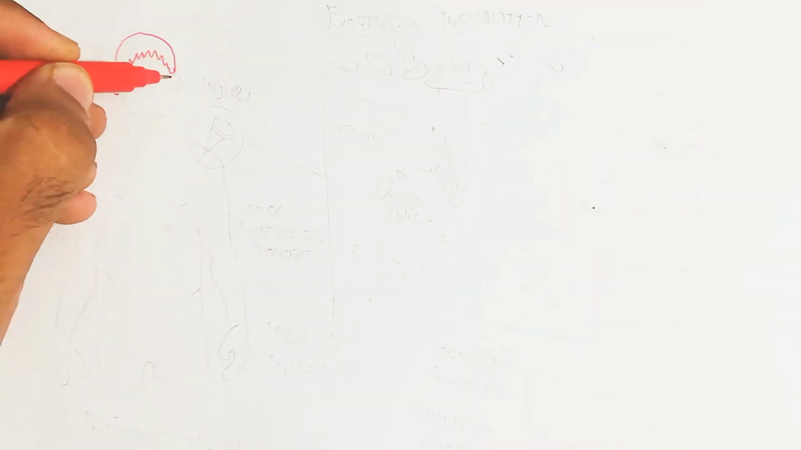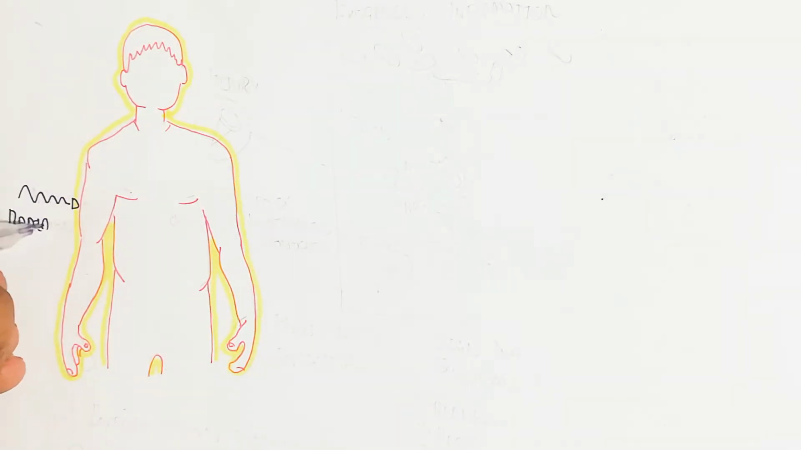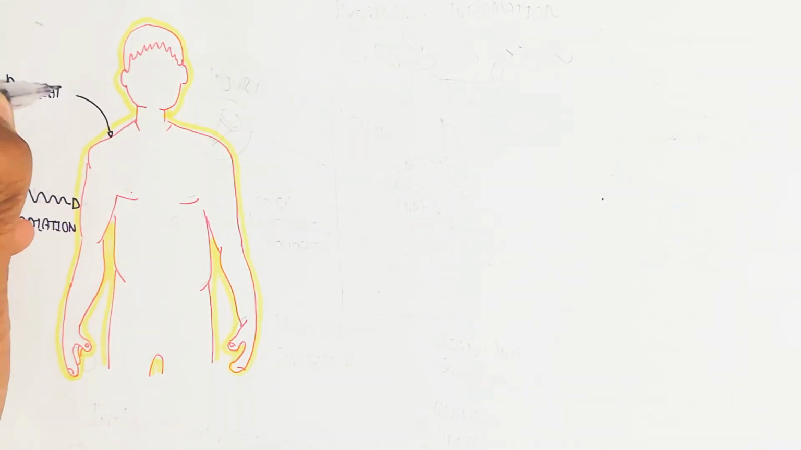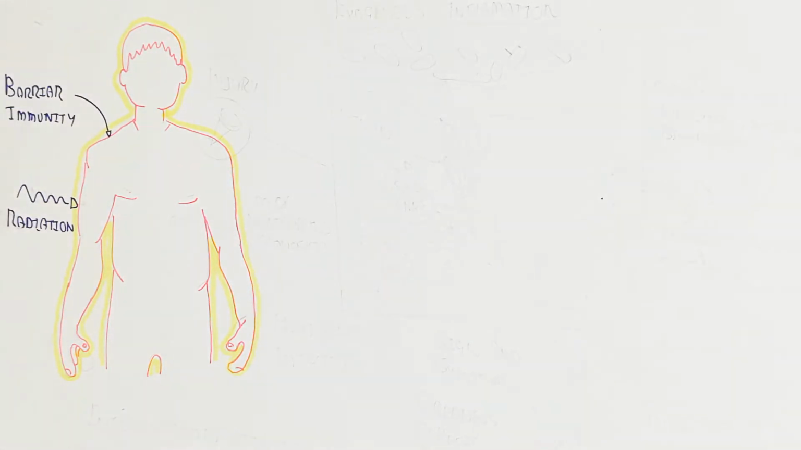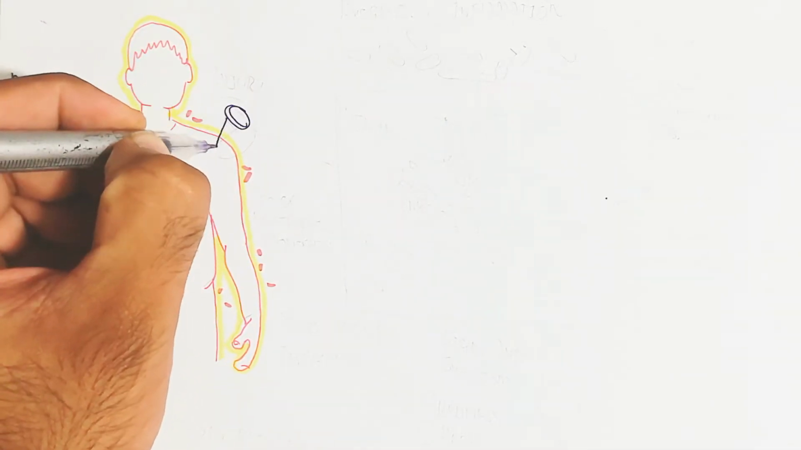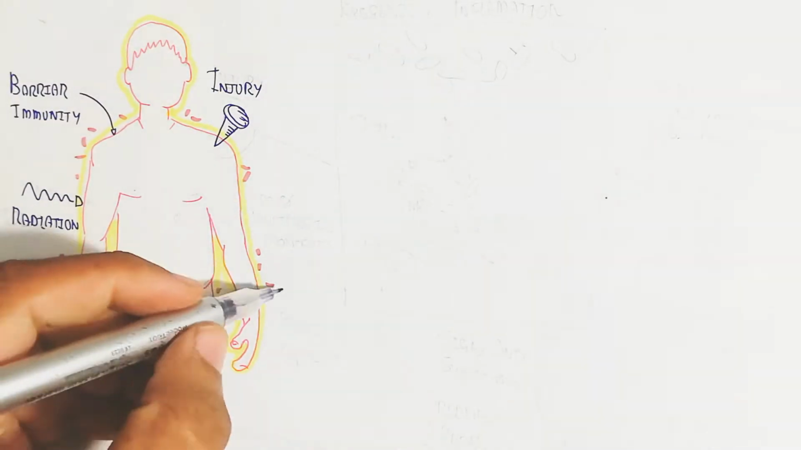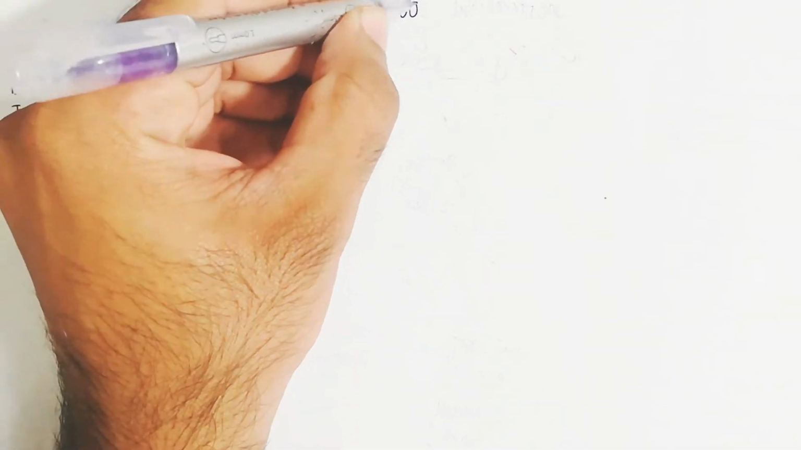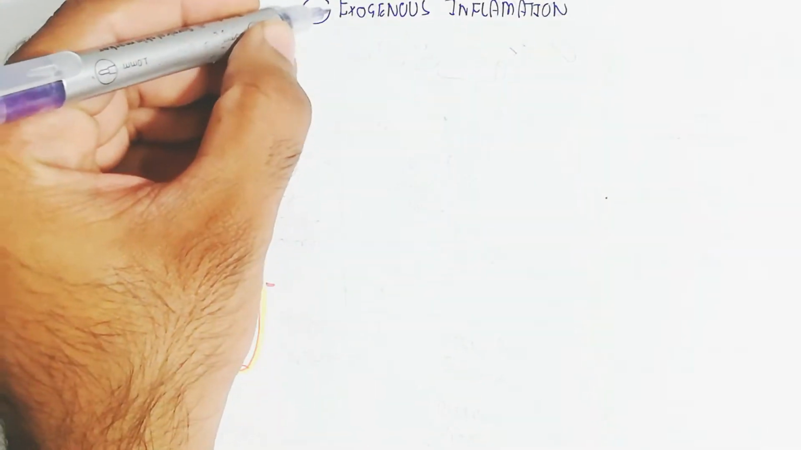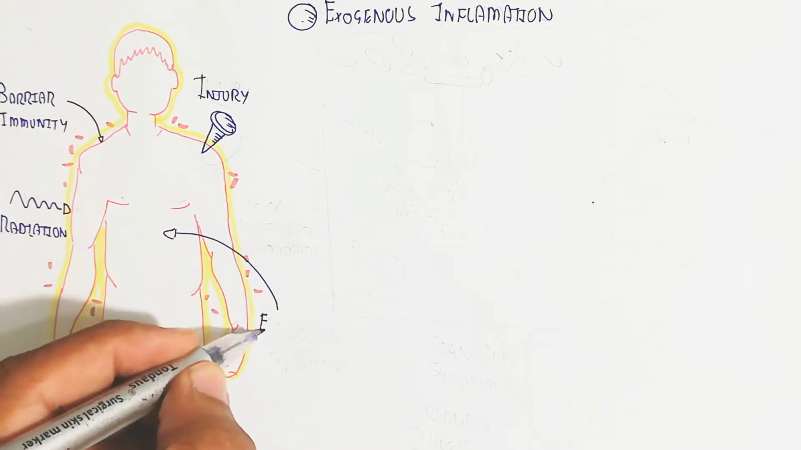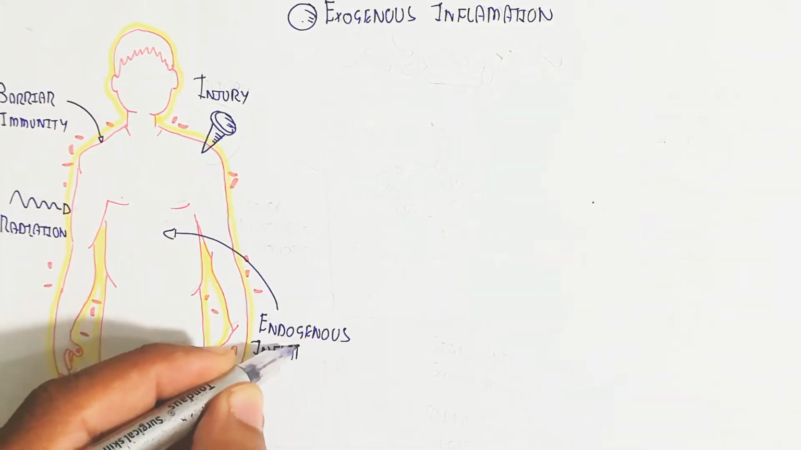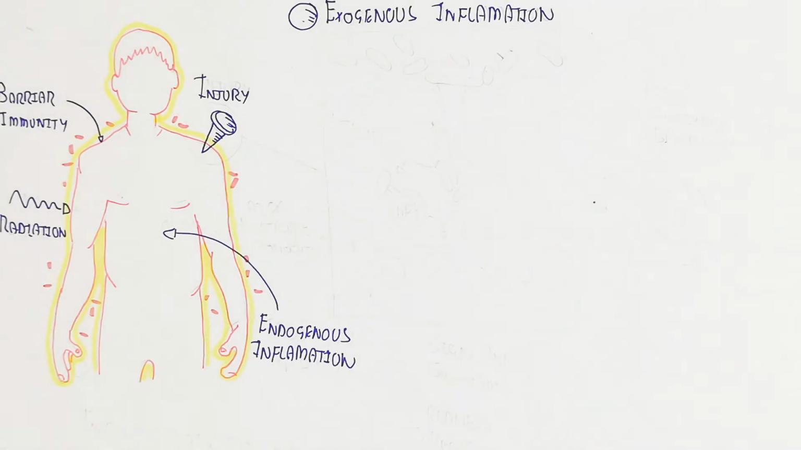Hello, in this video we will discuss the inflammatory response and inflammation, and how it occurs. So this is a person with barrier immunity, the skin, and radiation or injury or other things are the exogenous inflammation stimulus, here a bacteria, which will not invade without injury or other problems. So when injury occurs, the exogenous inflammatory stimulus will invade into the blood circulatory system. Endogenous inflammation also occurs for some reasons.